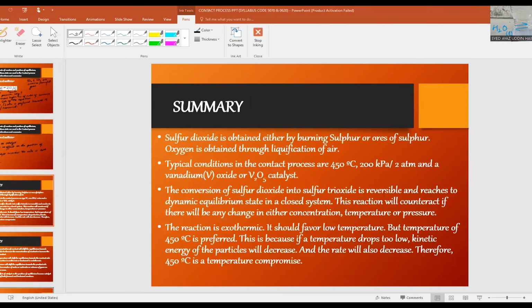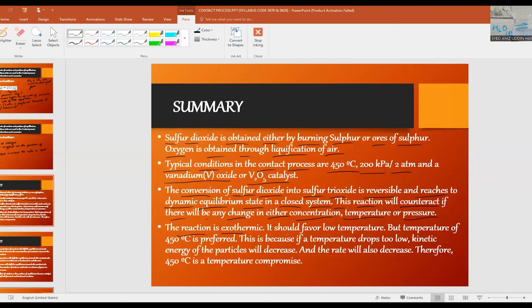So here's the summary of this video lesson. Sulfur dioxide is obtained either by burning sulfur or ores of sulfur. Oxygen is obtained through liquefaction of air. Typical conditions in the contact process are 450 degrees Celsius, 200 kilopascal or 2 atm, and a vanadium 5 oxide or V2O5 catalyst. The conversion of sulfur dioxide into sulfur trioxide is reversible and reaches a dynamic equilibrium state in a closed system. This reaction will counteract if there is any change in either concentration, temperature, or pressure.